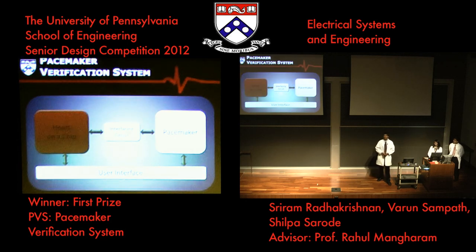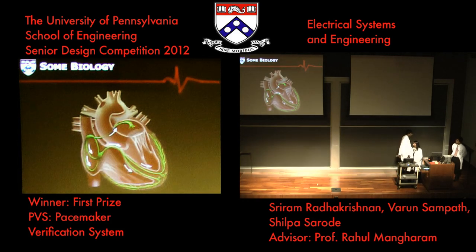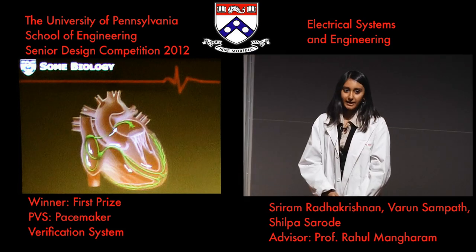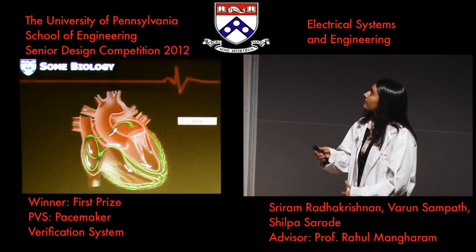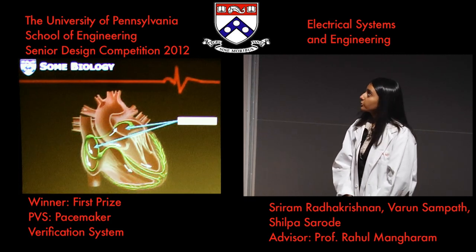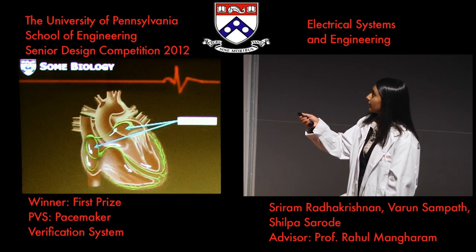So let's now delve into the heart on a chip itself and see how it works. Thank you. To be able to model a heart, we first need to understand some biology behind how the heart works. Here you see a picture of a heart. There are four chambers in total, two upper atria and two lower ventricles.